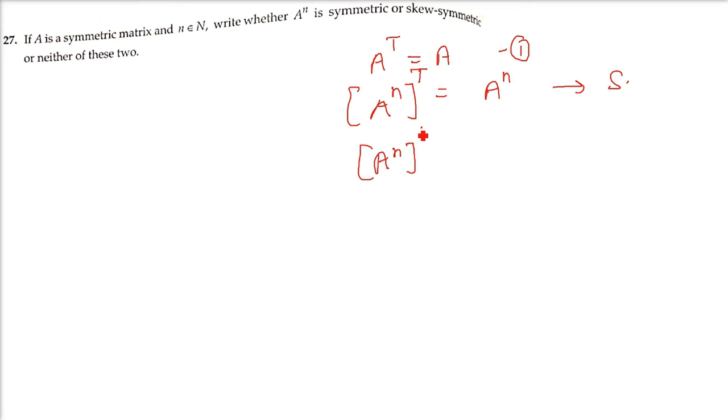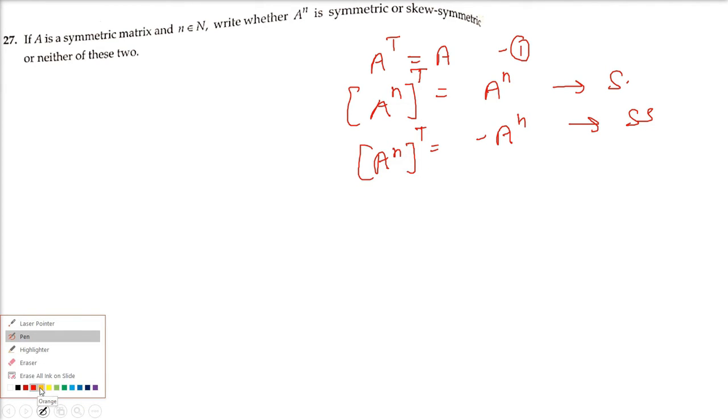If A is a symmetric matrix and n belongs to capital N, write whether A raised n is symmetric or skew symmetric or neither of these two. So this question and the next question are almost same. Just very carefully listen to what I am saying. A transpose is equal to A because it is a symmetric matrix, it is given. Now we have to find whether A raised n is symmetric or non-symmetric. So A raised n to the power t, it is not power t, it is only transpose. So it is equal to A raised n if it is symmetric. If you take the transpose and it comes negative A raised n, then it is skew symmetric. These two are very important.